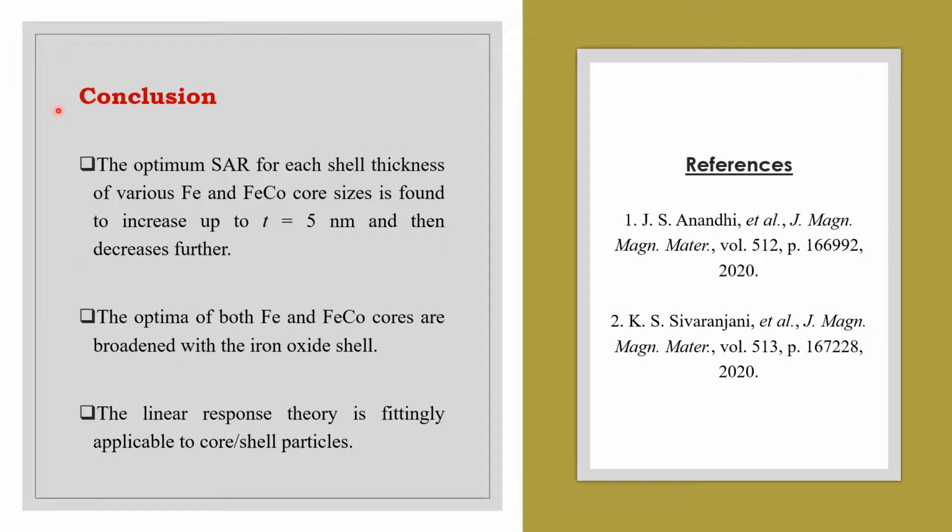Conclusion. The optimum SAR for each shell thickness of various Fe and FeCo core sizes is found to increase up to an iron oxide shell thickness of 5 nanometers and then decreases further. The optima of both Fe and FeCo cores are broadened with the iron oxide shell. The linear response theory is fittingly applicable to core shell particles.